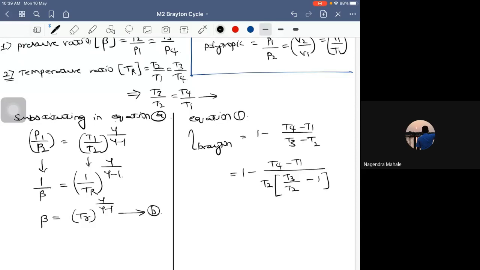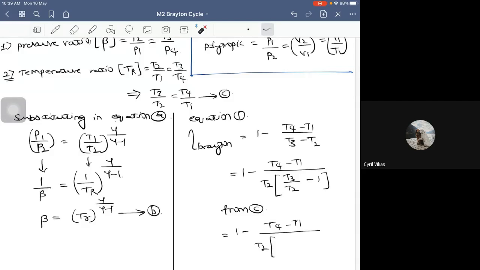Now, I would take this particular expression as C, and from C, what can I write? 1 minus T4 minus T1 divided by T2. Done. Now T3 divided by T2, can I write it as T4 divided by T1? Yes, from equation number C. So it becomes T4 divided by T1 minus 1, close one.